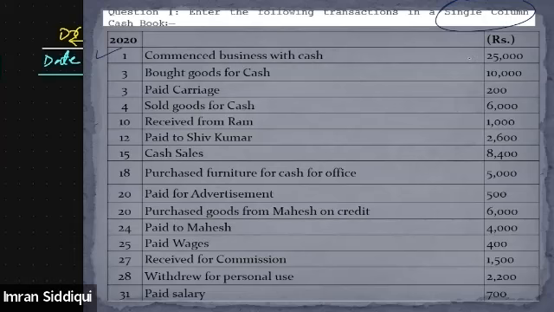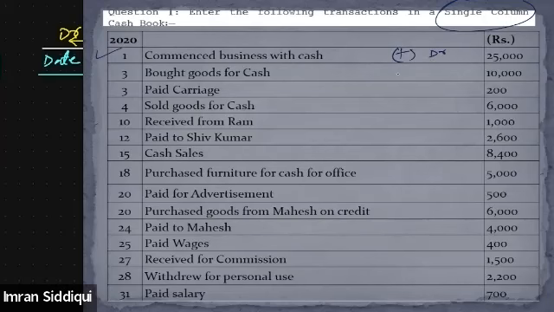So you need to think from the viewpoint of the business. If we are starting a business with cash, is cash coming into the business or going out of the business? Coming into the business. So this is an inflow. Therefore, on which side of the cash book are we going to record this? On the debit side or the credit side? Debit side. Perfect.